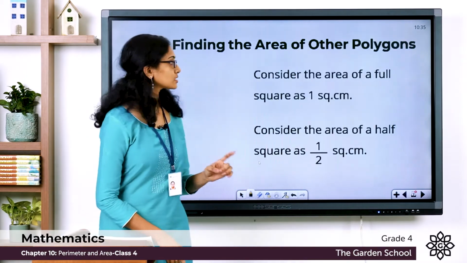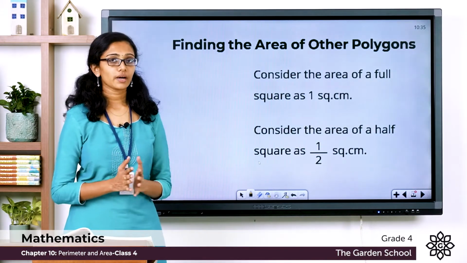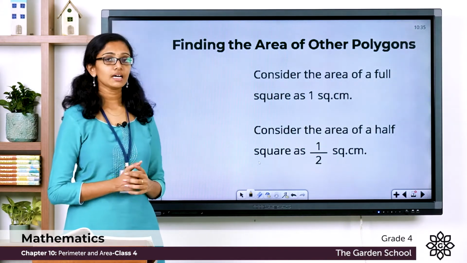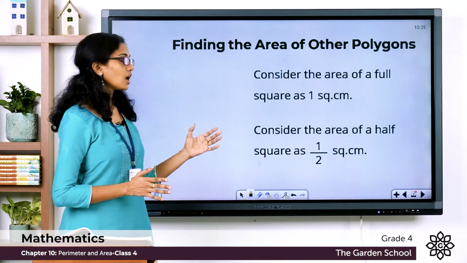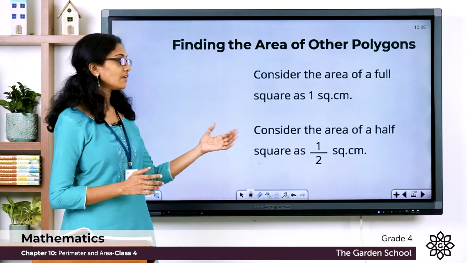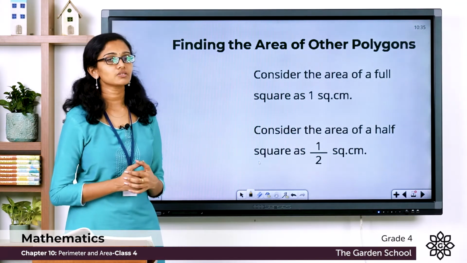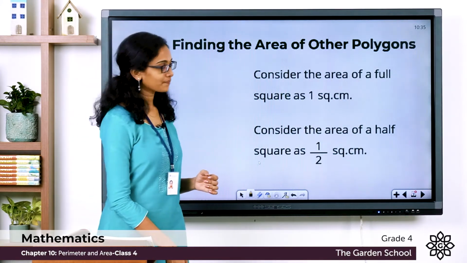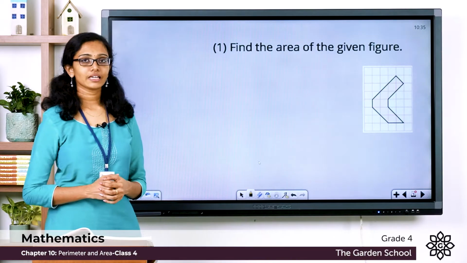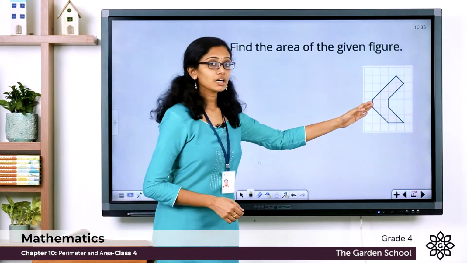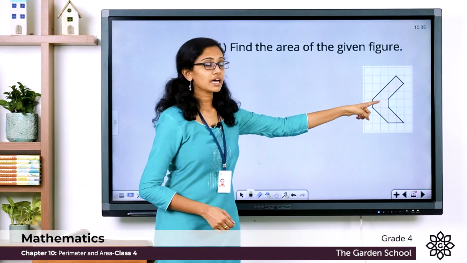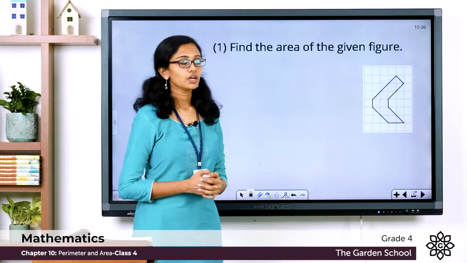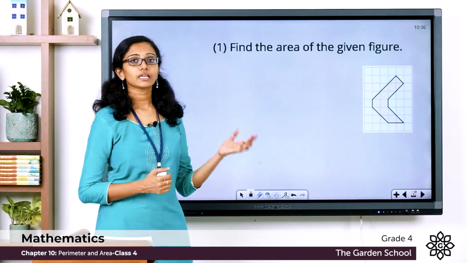So, the first step is to consider the area of the full squares as 1 square centimeter. Then consider the area of a half square as half square centimeter or 1 by 2 square centimeter. Let's make it more clear with examples. Look at this figure given here. You can see this figure covers both full squares as well as half squares. So, find the area of the given figure.